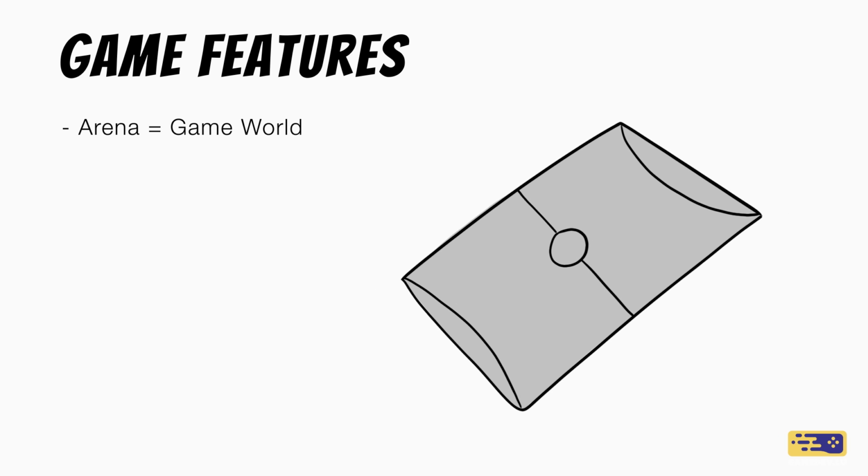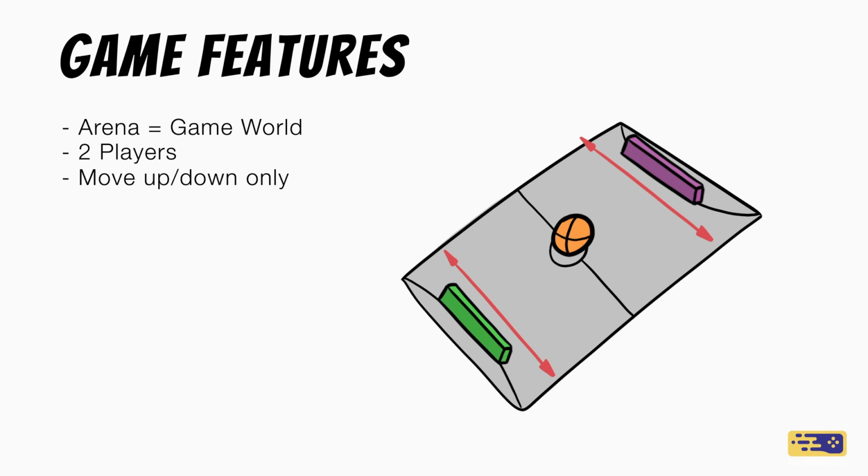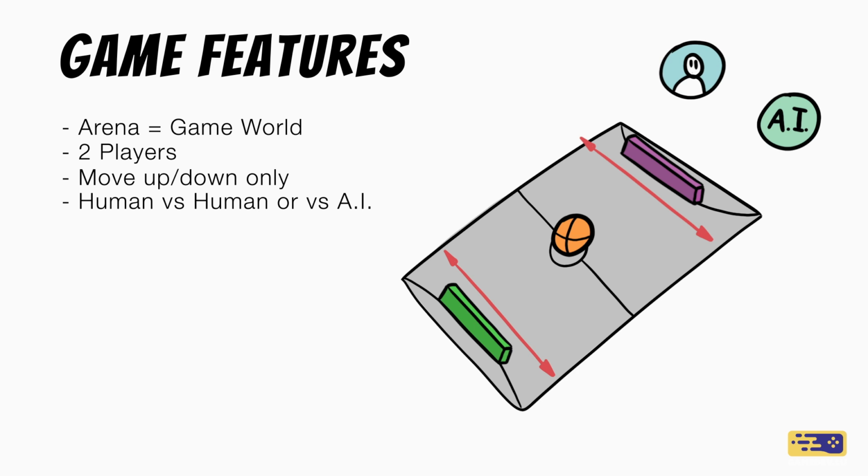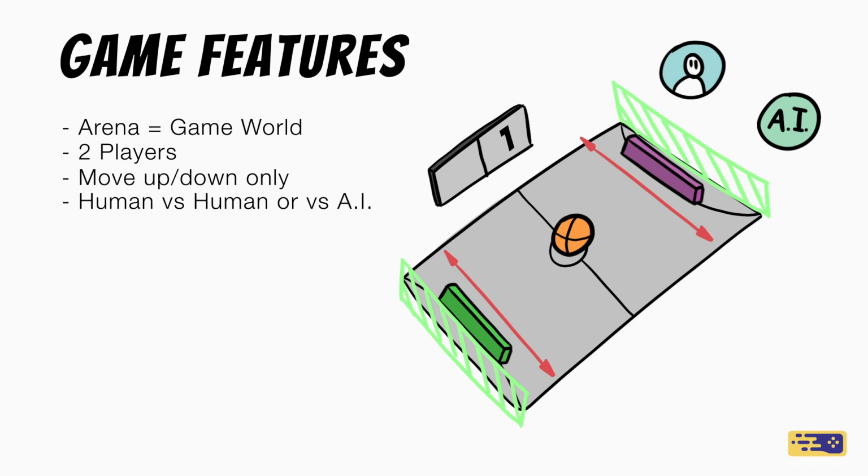Let's now write a small plan and list all the features. What do we have? The game world is basically the arena and everything happens within that arena. We have 2 players and each player can only move on one axis, up or down the field. The player can play against the computer or against another human player on the same keyboard. When the player scores a goal, he gets 1 point and then the game resets.